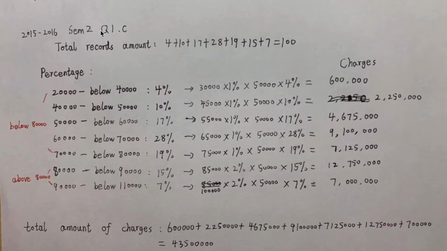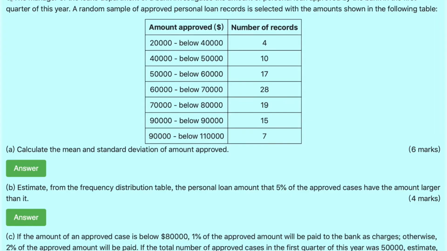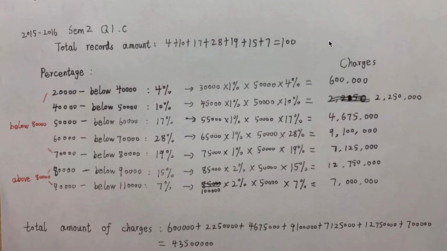Firstly, we need to calculate the total number of records. As you can see from the distribution table, we add all the numbers of records up, 4 plus 10 plus 17 and all these numbers, and we can get 100 as the total. And since we need to estimate the total amount, we can use percentage to represent each class. The first class had 4, so it took 4% of the total.